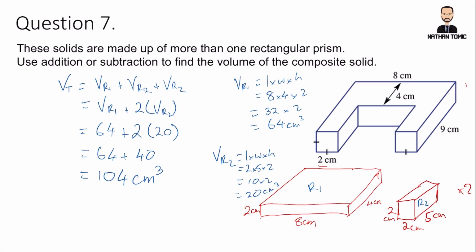So again, this is a composite shape. It did say that up in the instructions, so hopefully you picked up on that. And I decided to cut these little leg pieces off and do it that way. But of course, you could have done one big shape and worked out the square in the middle and then taken that away from the big shape. Both of those would have been perfectly fine.